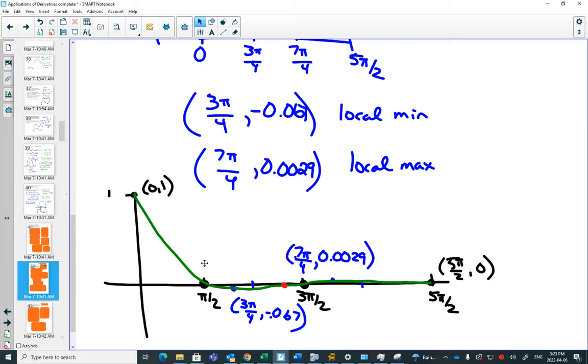And there looks like there's an inflection point in there. But we didn't actually figure it out. But I just sort of estimated where it would be.